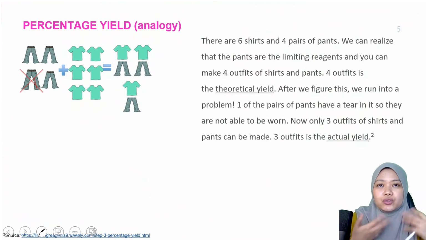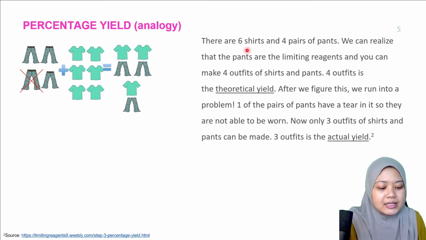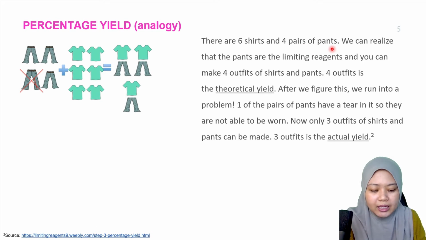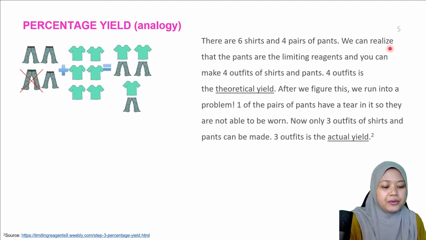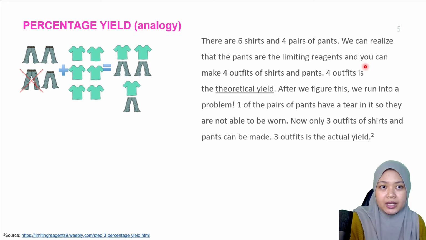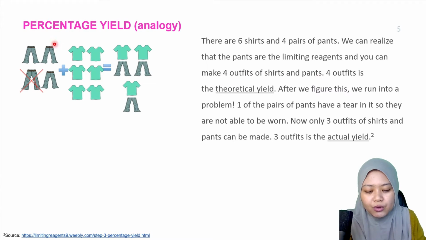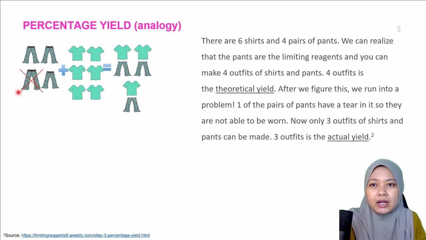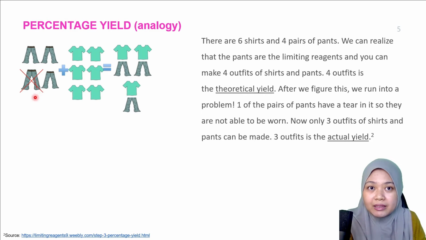This is the analogy to understand what is actual and theoretical yield. There are 6 shirts and 4 pants. Okay, ada 6 shirt, 4 pants. Abaikan X ni dulu lah. We can realize that the pants are the limiting reagent and you can make 4 outfits of shirts and pants. Okay, so based on this set, you dapat tahu the limiting reactant is the pants. Sebab pants ada 4, shirt ada 6. So total you boleh buat 4 outfit.